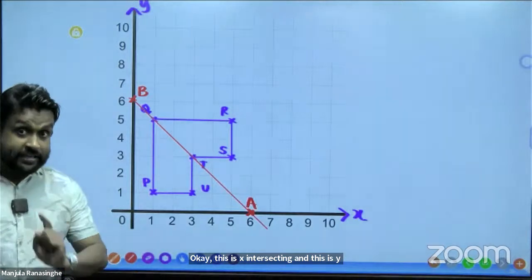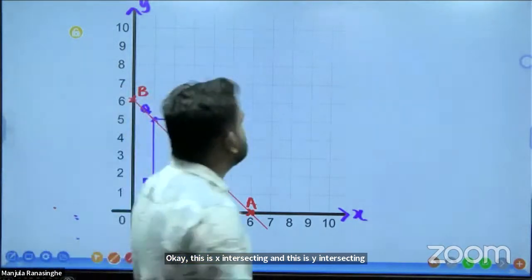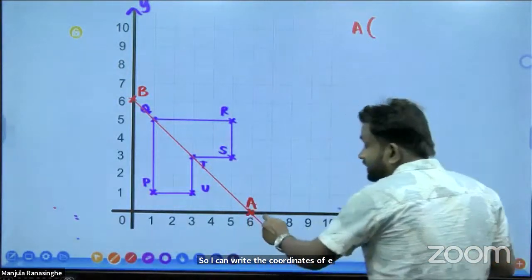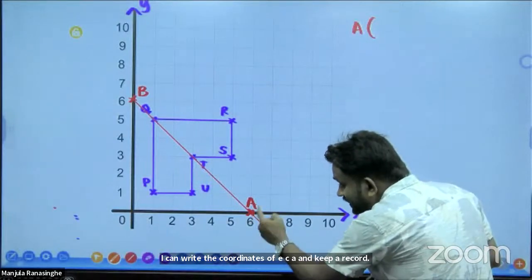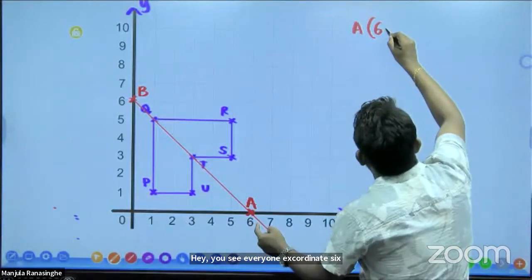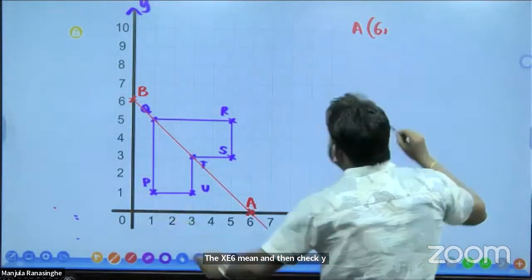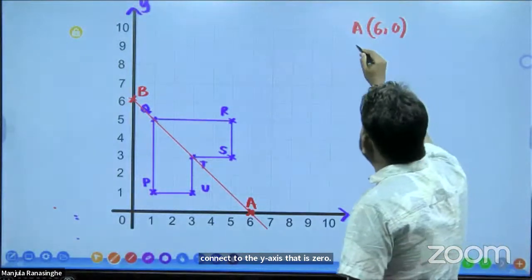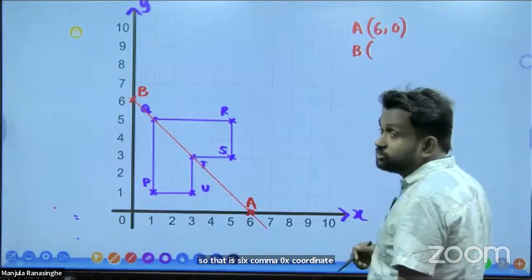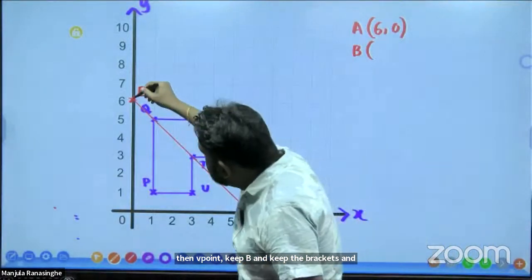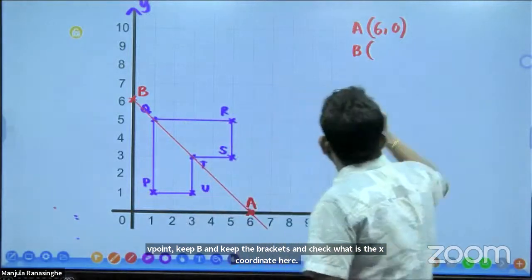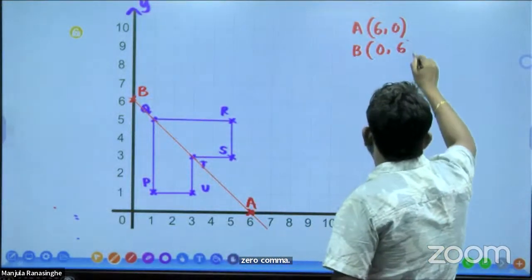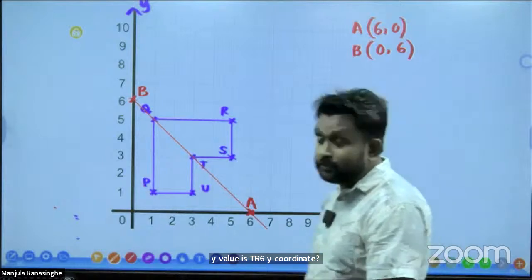Write the coordinates of A and B. So I can write the coordinates of A. See there, A and keep a bracket. A is, see everyone, x coordinate 6. The x is 6 and then check the y coordinate. Connected to the y axis, that is 0. So that is 6, 0. Then B point, keep B and the brackets and check what the x coordinate is here. Connected to the x axis, that is 0, x is 0, y value is here 6. So here 0, 6, and A is 6, 0.